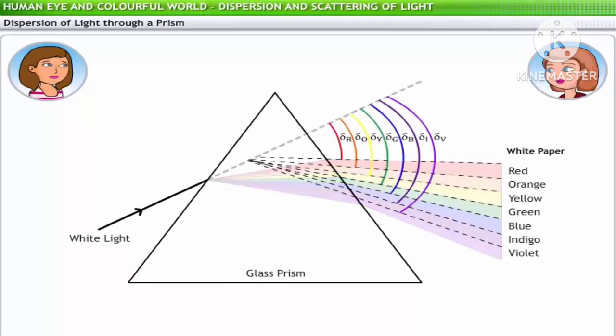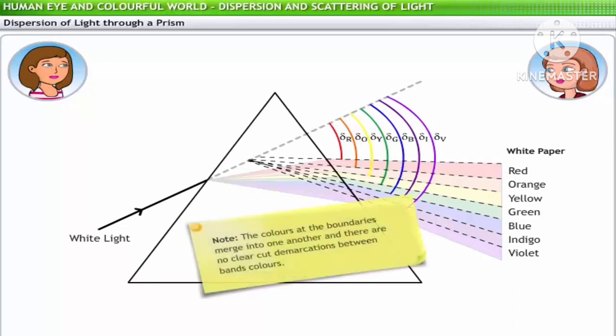The difference in refractive index leads to different angles of deviation for each of the colors when light is passed through the prism. This is how we obtain a band of different colors on the screen.